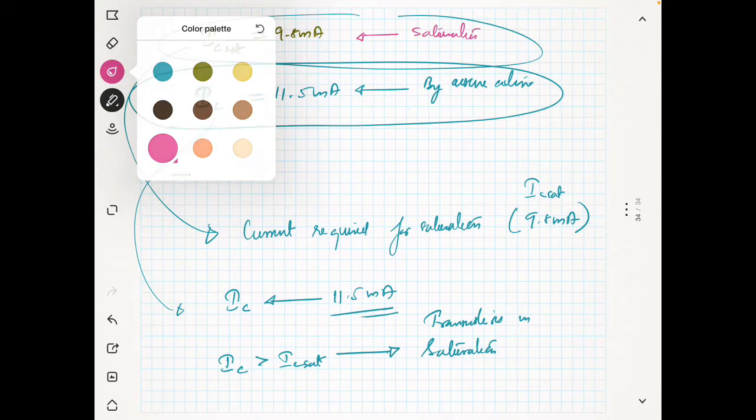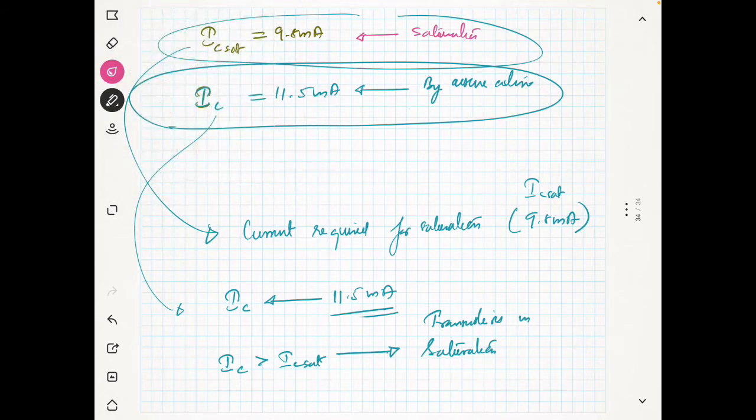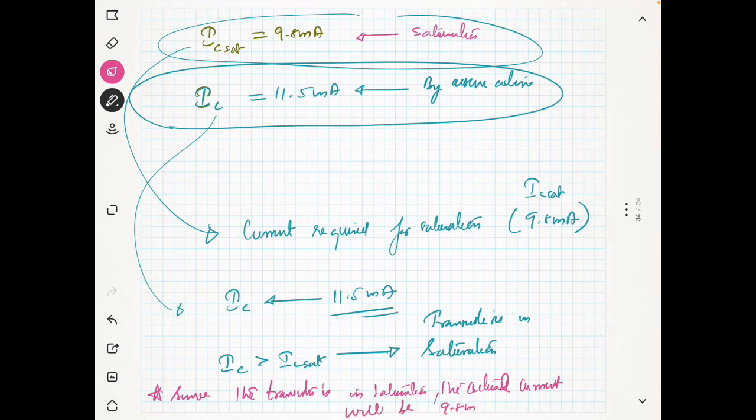So let me ask you, the transistor is in saturation, so what will be the actual current through the transistor? That is the main part of the question. Since the transistor is in saturation, the actual current will be 9.8. Whenever the transistor reaches saturation, the actual current will be only 9.8. It will not be 11.5.